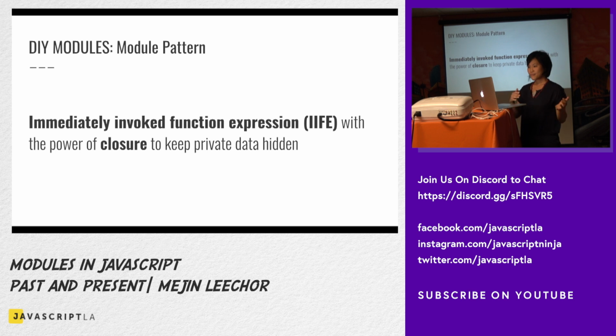And let's look at another approach that started coming up in this era, and that's the module pattern. The essence of the module pattern is being able to use an immediately invoked function expression with the power of closure. So the power of closure is that it would shield private variables from being accessed outside of that function scope. And as most of you know, closure is what allows us to have access to the variable environment of a function even after we've exited its scope.